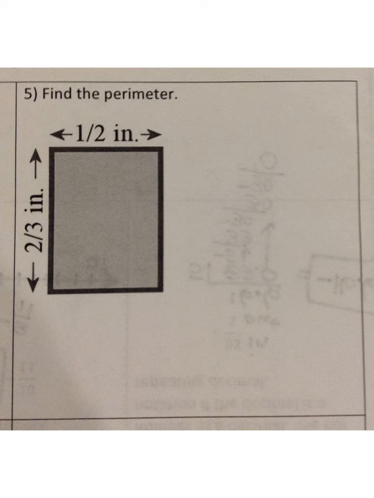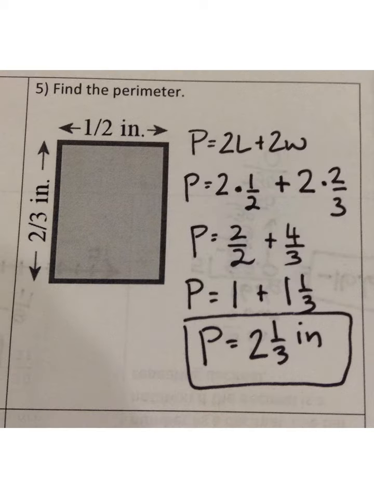Number 5, find the perimeter. Okay, so perimeter is the distance around the outside. So this is a rectangle, and so formula, there's 2 lengths, and there are 2 widths. So when I substitute my values, I have 2 times 1/2, and I'm going to add that to 2 times 2/3. So this first part right here, 2 times 1/2 is 2 over 2, which equals 1. And then 2 times 2/3 is 4/3.